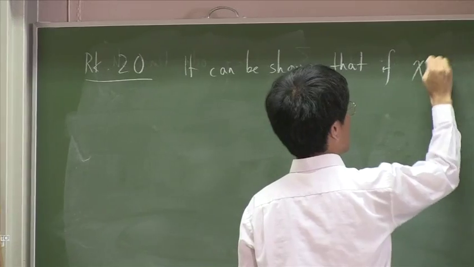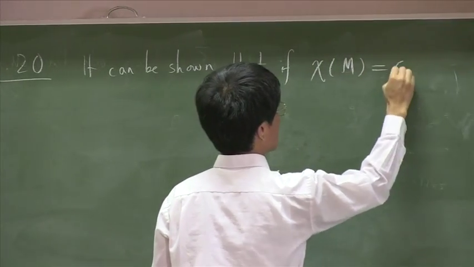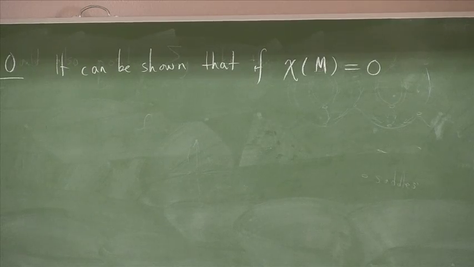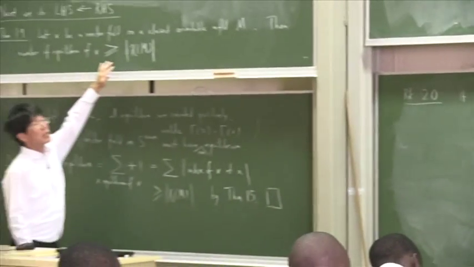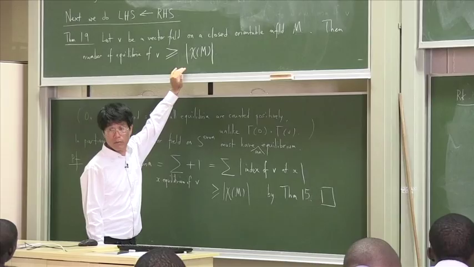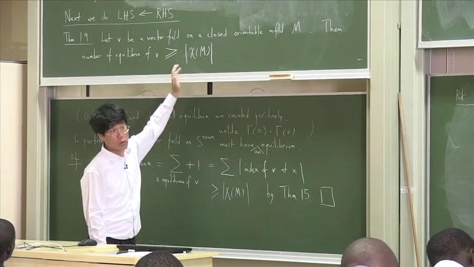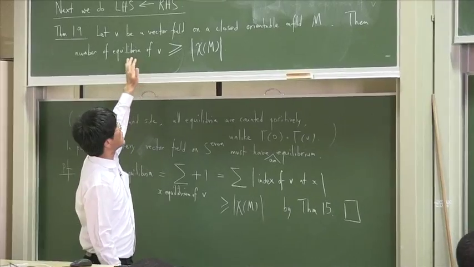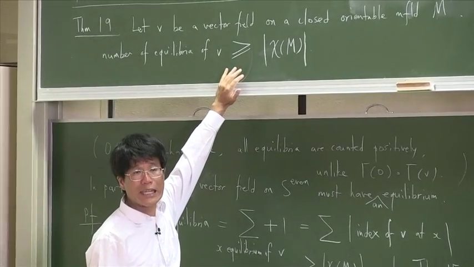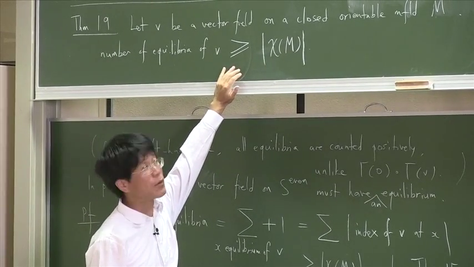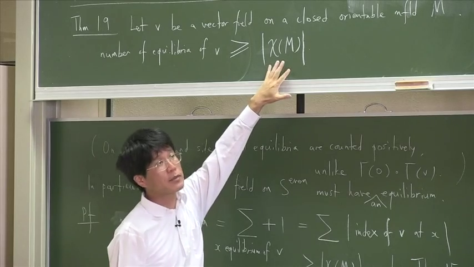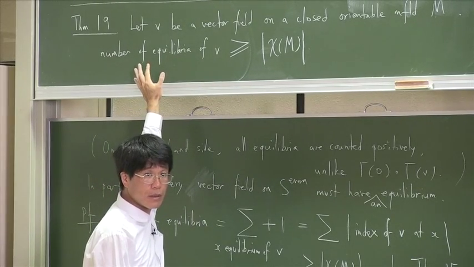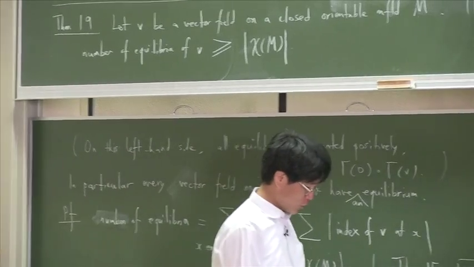What about the converse? Suppose that the Euler characteristic is zero. That means that the number of equilibria of a vector field is greater than or equal to zero. Well, that's obvious, because the number is always positive. But the question is, is this inequality sharp? In other words, if the right-hand side becomes zero, can you make the left-hand side zero also? A greedy wish.